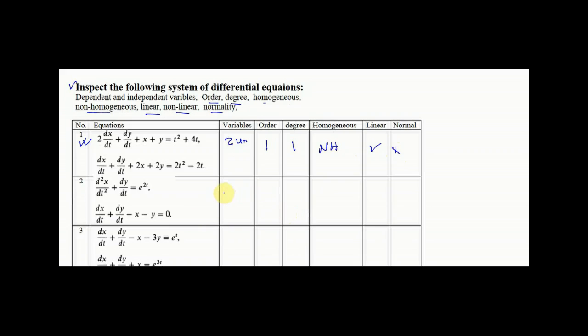Number 2: the system has two unknown variables. This is second order. Degree 1, yes. It is non-homogeneous, because we can see that there is a function of t. It is of course linear, and it is normal. Yes, it is normal.